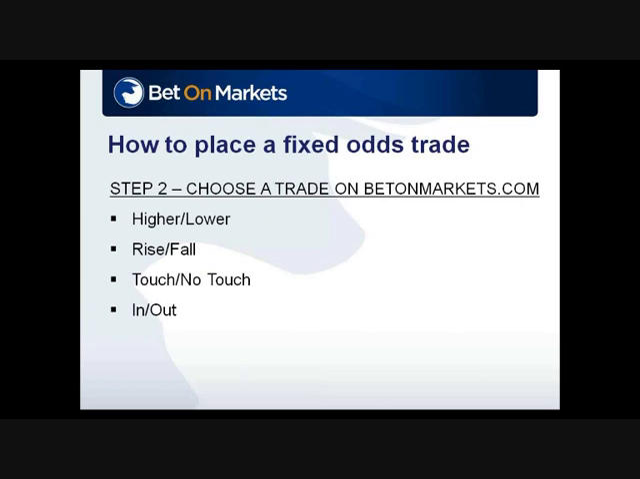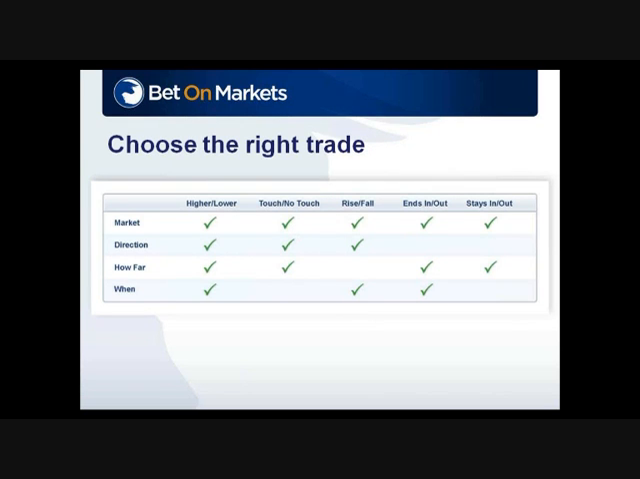Step 2 in placing a fixed odds trade is to choose a trade on bettonmarkets.com to convert your financial prediction into profits. At bettonmarkets.com, we have 4 major trade types: the higher-lower trade, the rise-fall trade, the touch-no-touch trade, and the in-out trade. What we have done is to create a simple table that shows you how to match the answers that you have with the most appropriate trade type.